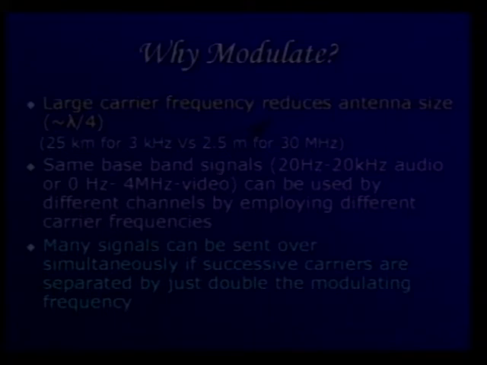So for example, if I have a 3 kilohertz signal, then the wavelength is 100 kilometers. So the antenna I would need to pick up a 3 kilohertz signal is 25 kilometers long or high, as you may call it. But if I have a signal at 30 megahertz, then its wavelength is just 10 meters. So in this case, I can work with an antenna which is just 2.5 meters wide. So now you know the practicality of receiving high frequency signals is quite easy as compared to low frequency signals.